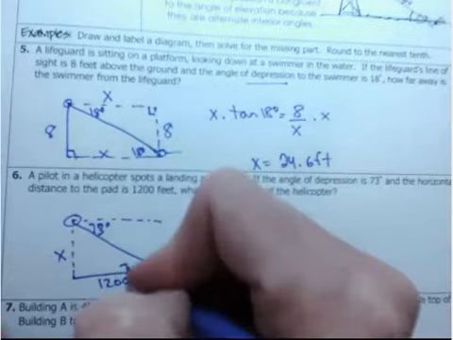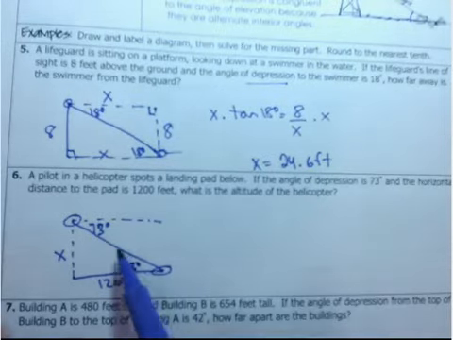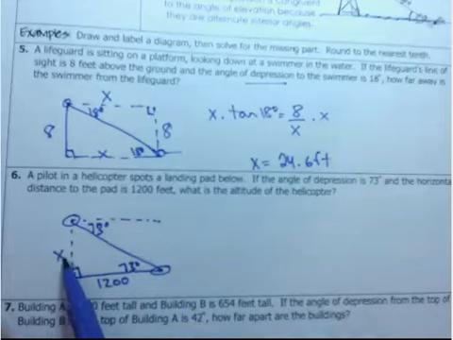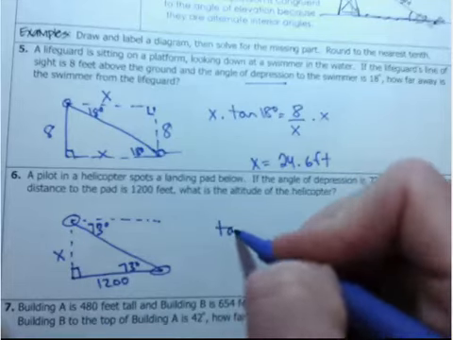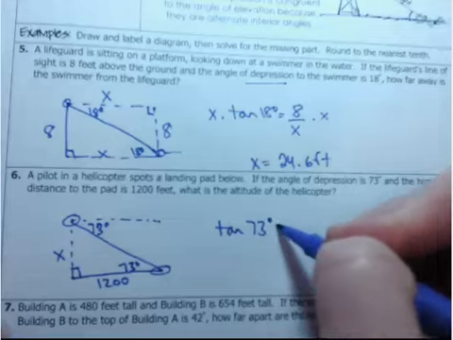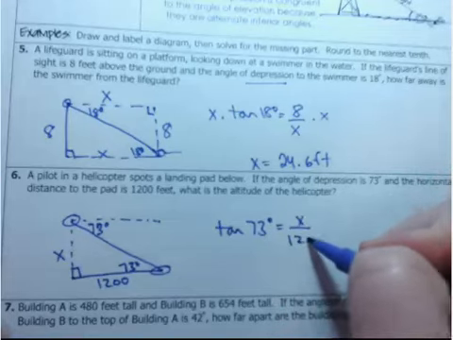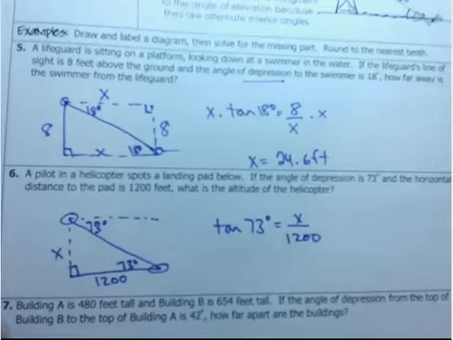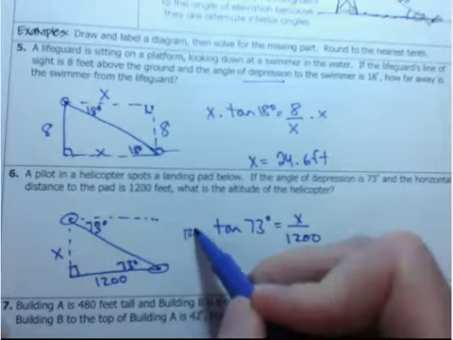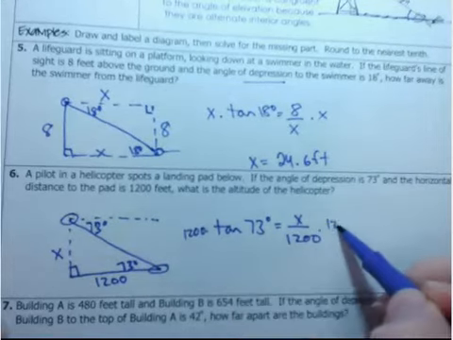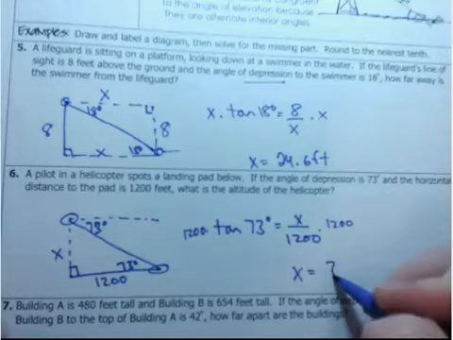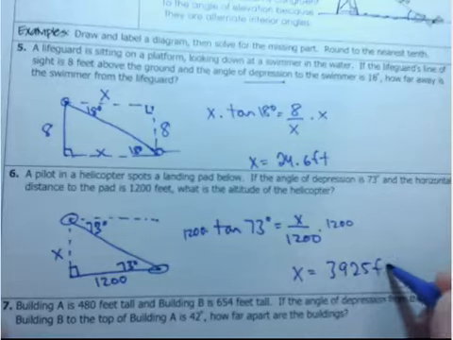So this is 73 degrees because we have congruent angles right here, and then we just want to think through our trig function. Our right angle's there, so we have opposite over adjacent, so this is tan 73 degrees is equal to x divided by 1,200. Okay, and multiply both sides by 1,200, and we end up getting x is equal to 3,925 feet.